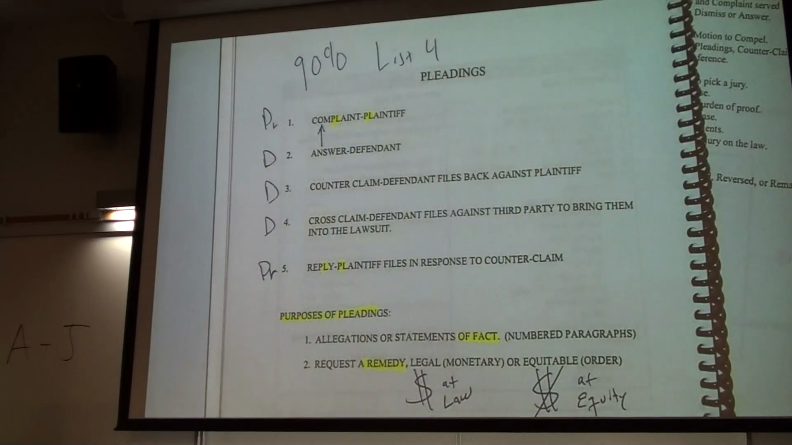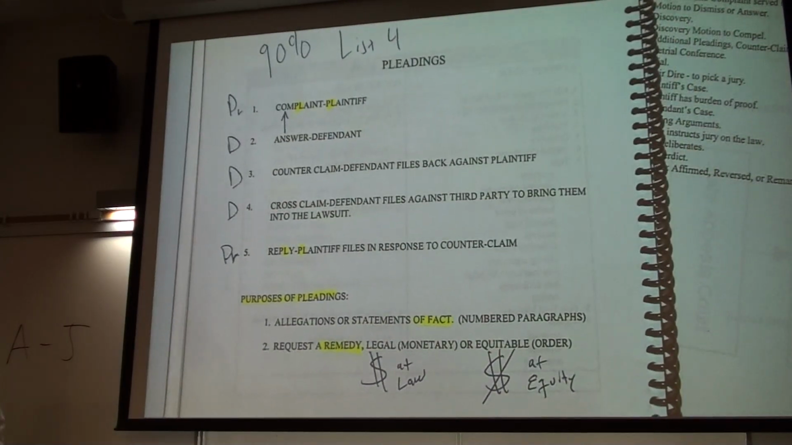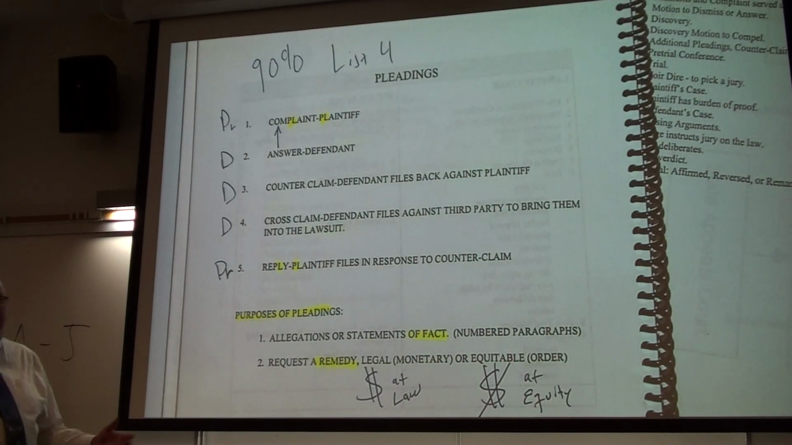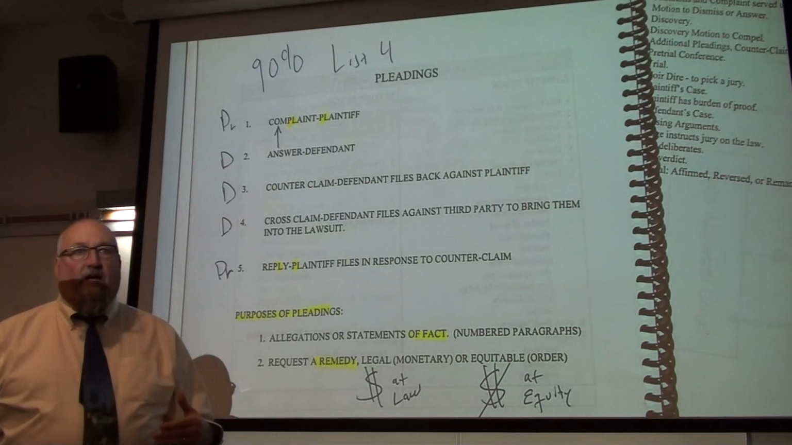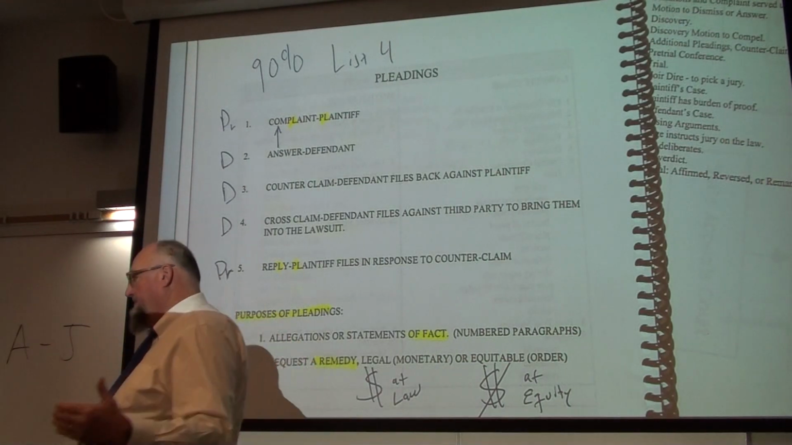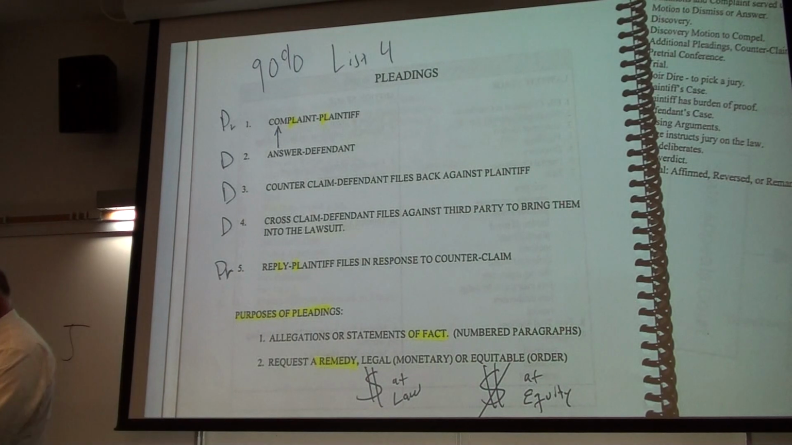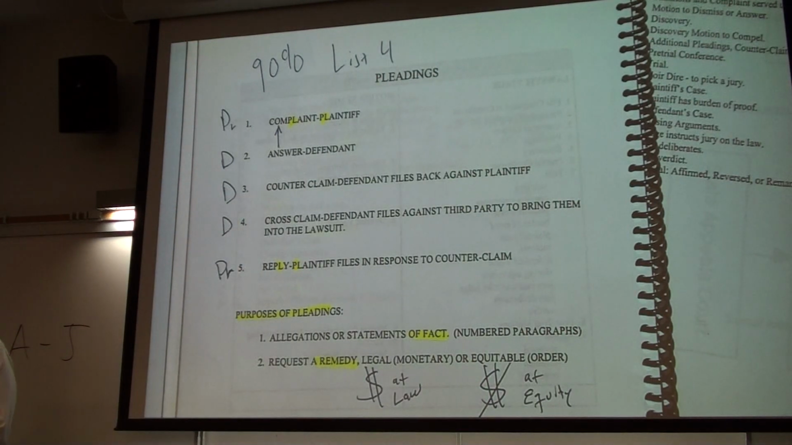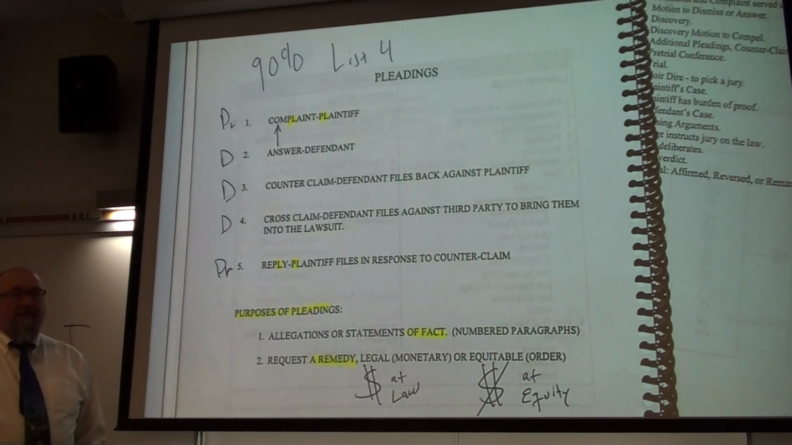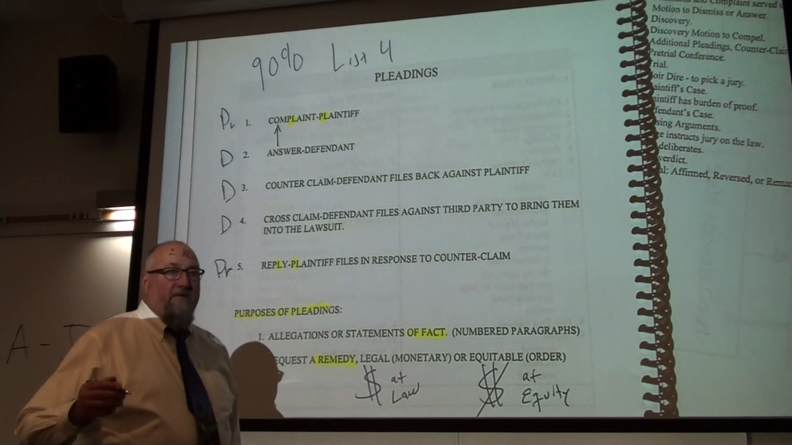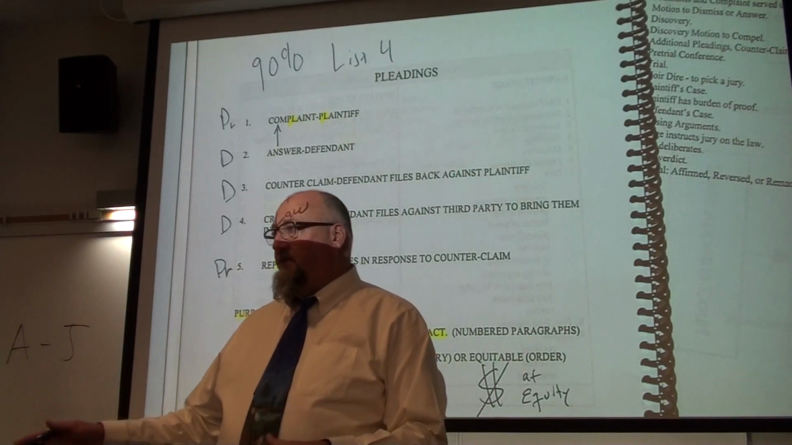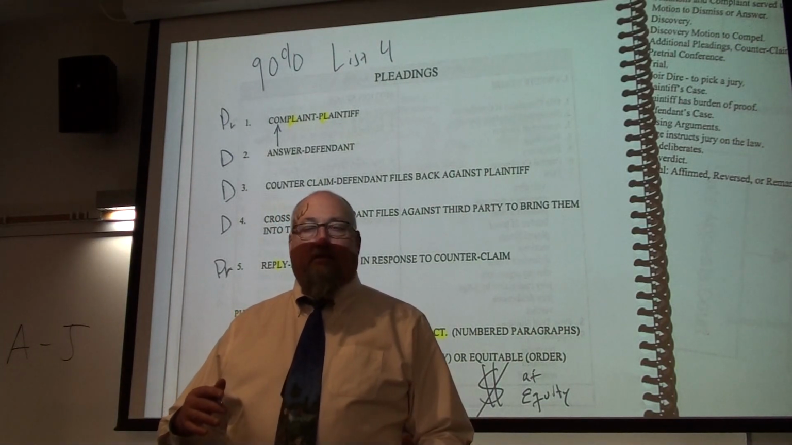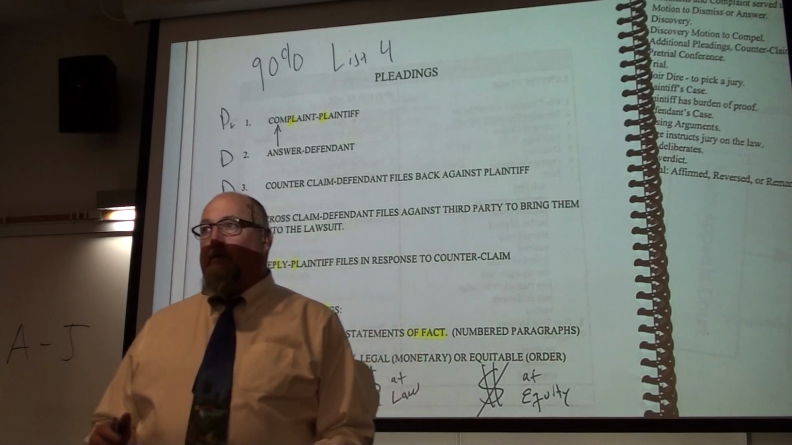Back to our pleadings. So the first type of pleading is a complaint. The second is the answer, which the defendant will file in response to the complaint. Now, sometimes you'll have other pleadings that will come into play. So, what if the defendant has a claim back against the plaintiff? In other words, the plaintiff sued the defendant and the defendant wants to sue them back. It's called a counterclaim.